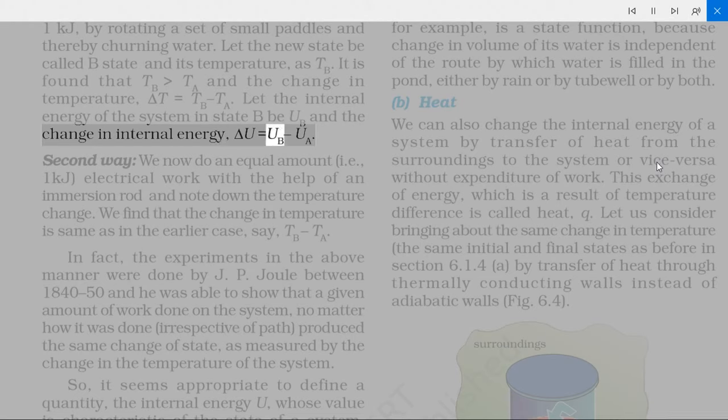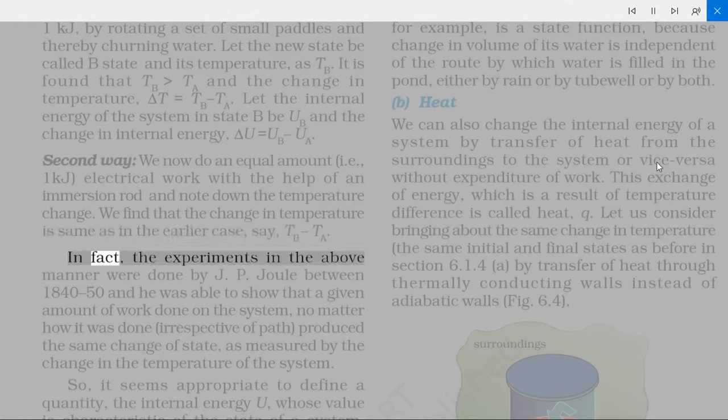Second way, we now do an equal amount, i.e., 1 kJ, of electrical work with the help of an immersion rod and note down the temperature change. We find that the change in temperature is same as in the earlier case, say, TB − TA.